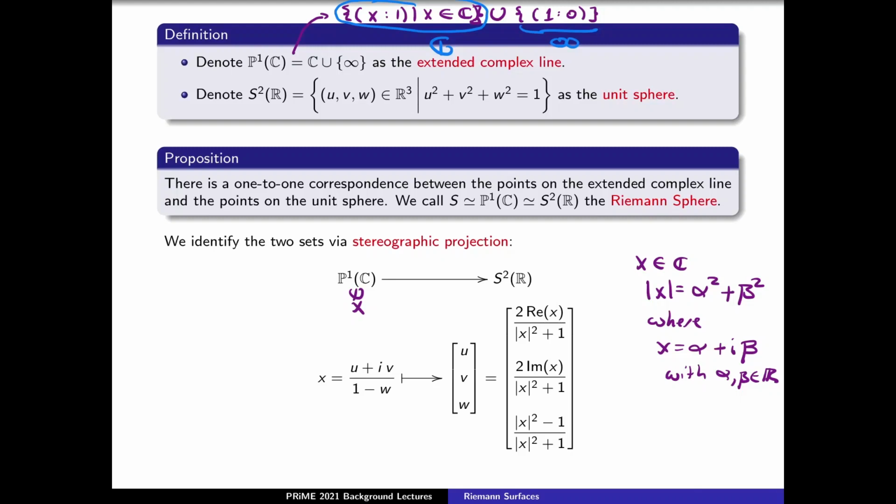And similarly, we can then send x to the following y-coordinate in the unit sphere: twice the imaginary part of x, over the modulus of x squared plus 1. And then finally the z-coordinate would be this quantity here. But if we wanted to go in reverse, so if we had a point on the Riemann sphere, it turns out that the inverse to the function we just defined is attained by taking (u, v, w), a point on the unit sphere, and mapping this to u plus iv over 1 minus w. And this here defines a bijection between P1C and the unit sphere.